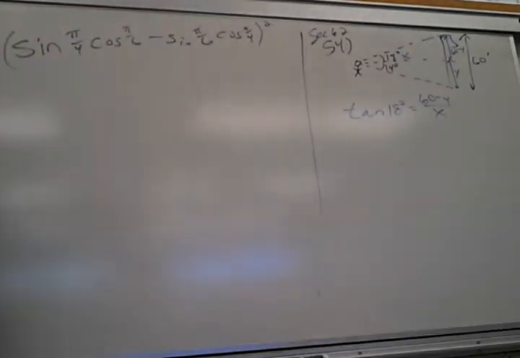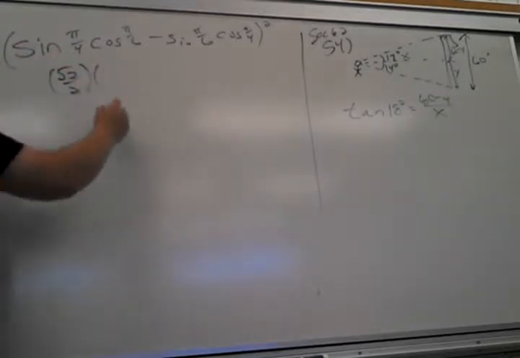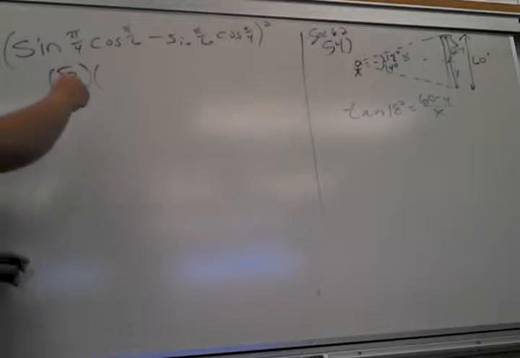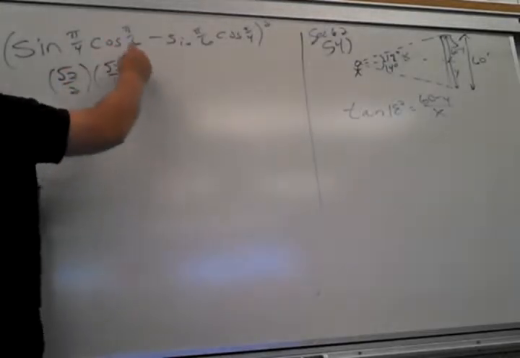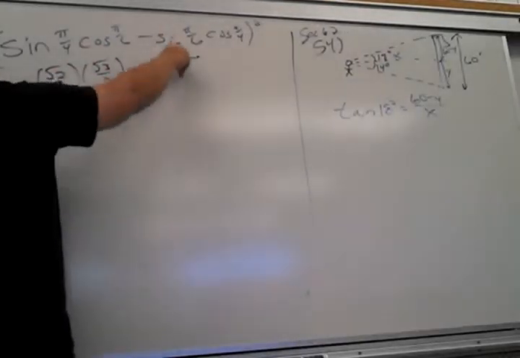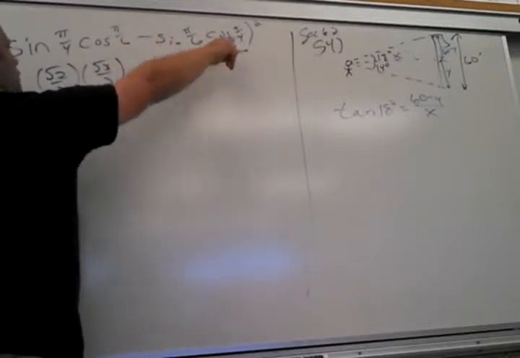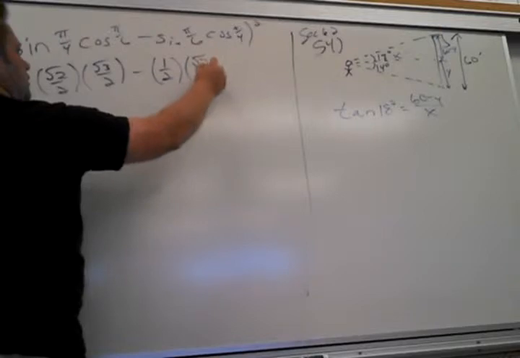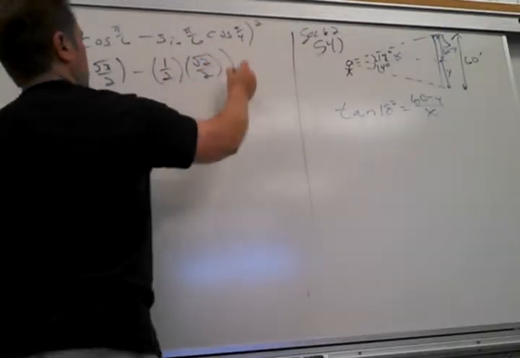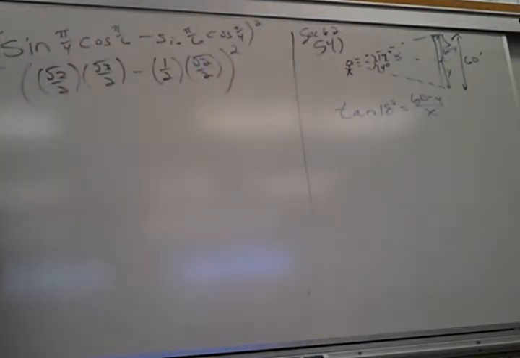So what's sine pi over 4? You know what that is. It's rad 2 over 2. What's cosine of pi over 6? Rad 3 over 2. Minus sine pi over 6, which must be 1/2, times cosine pi over 4, which is rad 2 over 2. And then just simplify that.